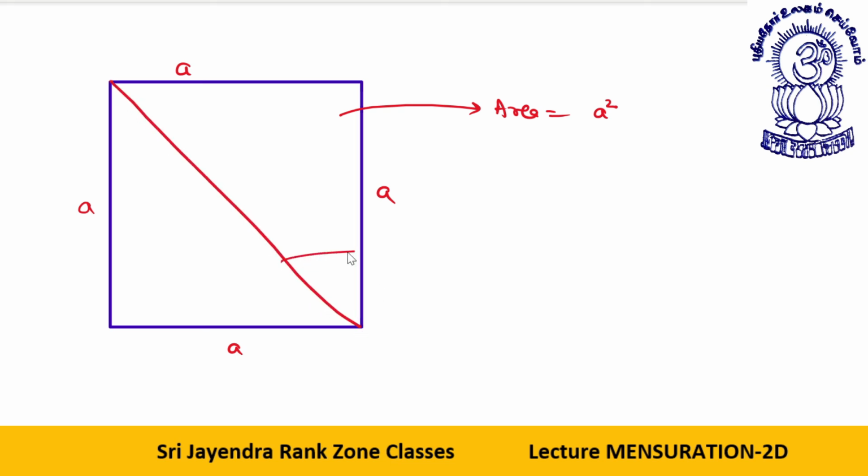Diagonal D is equal to what? A into root 2. How come? This angle is 90 degrees. These two sides are equal, so this is a right-angled triangle with a 90 degree angle. This becomes A root 2.